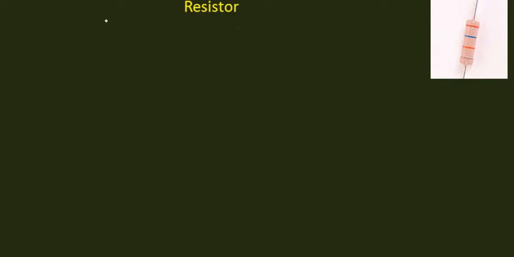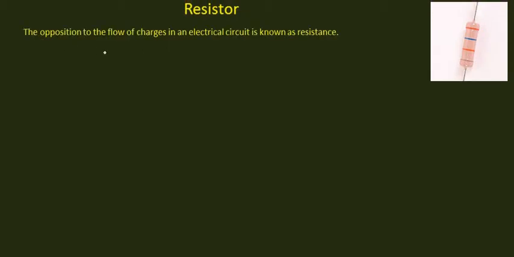The answer to these questions is simple: there is opposition to the flow of charges. When we connect a conducting wire across the terminals of the voltage source, there is opposition to the flow of charges inside the conductor, and this opposition is known as resistance. So we define resistance as the opposition to the flow of charges in an electrical circuit. Resistance is used to limit the flow of current inside the conductor, and the device used to produce resistance in any circuit is called a resistor.